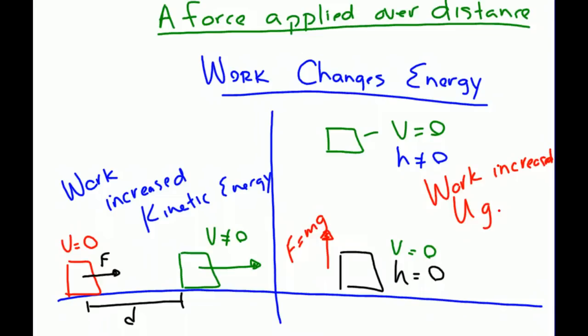And so sometimes work will increase our energy in different ways. So work will always increase energy. Depending on what kind of situation it is, work will either increase our kinetic energy, or it could increase our gravitational potential energy, or it could increase both, right? If this force over here was not equal to mg, but was in fact greater than mg, then that would mean that I would increase both the kinetic energy and the gravitational potential energy.